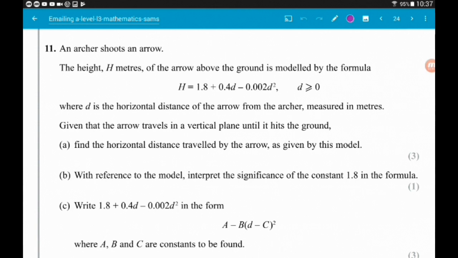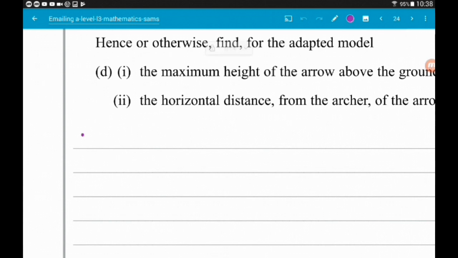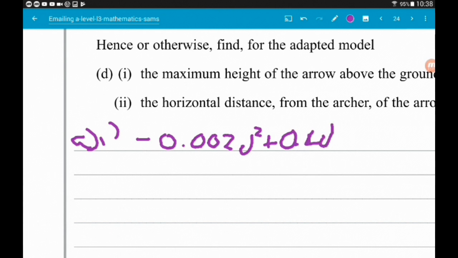So, let's think about this. When the arrow hits the ground, the height of the arrow is 0 meters. So we want to set this quadratic equal to 0 and solve. So, for part A, we are setting the quadratic equal to 0. So I'm going to write this as minus 0.002d squared plus 0.4d plus 1.8 is equal to 0.